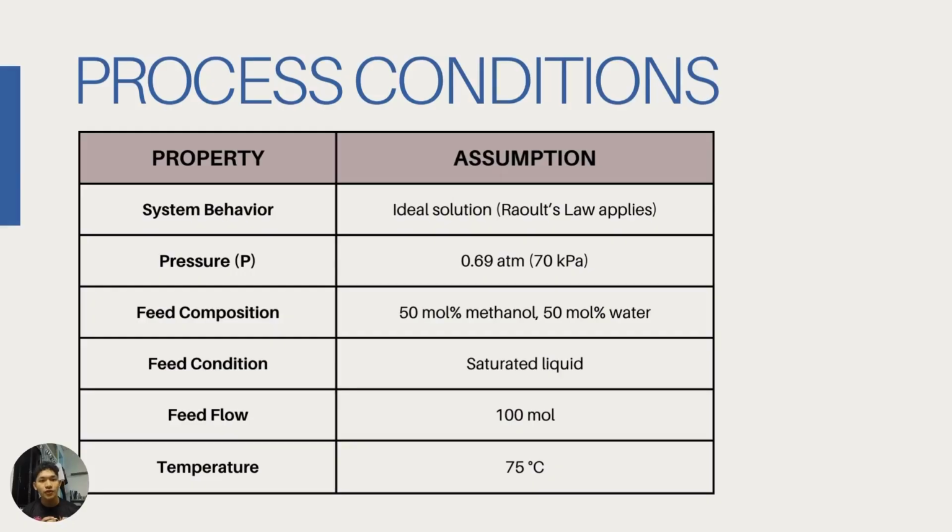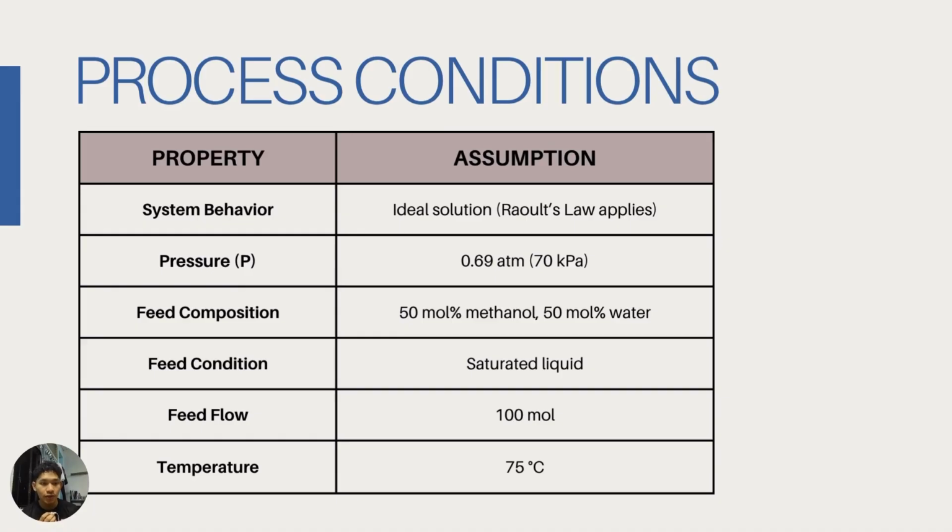Okay, so next we go to the process conditions. As you can see here, there are property assumptions. The first one is the system behavior. We choose an ideal solution, where Raoult's law applies. We assume the mixture behaves ideally and ignore non-ideal effects like hydrogen bonding. While a methanol-water mixture can deviate from ideality, this assumption is reasonable as a first approximation in an educational project.